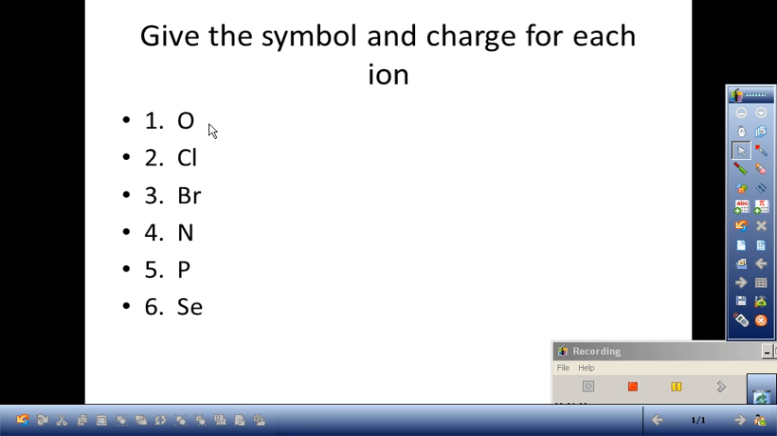Alright, these are groups 5, 6, and 7. Go ahead and give the charge of each of these.